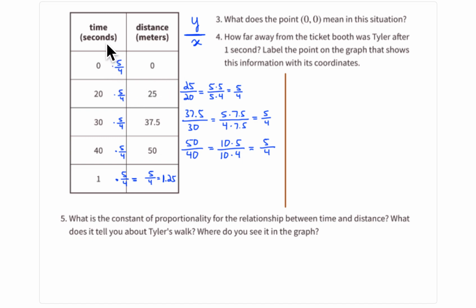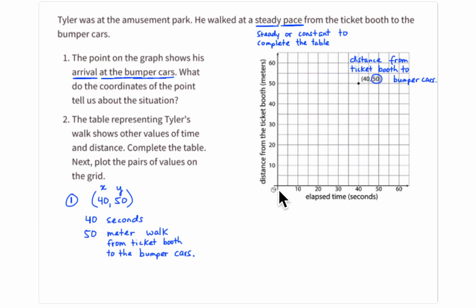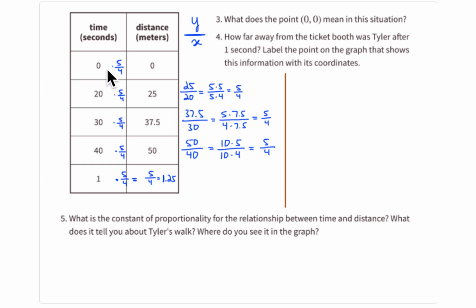So first of all, if 0 time has gone by, he's walked 0 meters. That's a proportional relationship. That's going to go through this point right here, the origin of the graph, which is 0, 0. After 20 seconds, he goes 25 meters. So that's 25 meters per 20 seconds. So it's y per x, or y divided by x. You factor out the 5s, you're left with 5/4. So that's 5 meters per 4 seconds. So it's y divided by x, or it's 5/4 of a meter in 1 second.